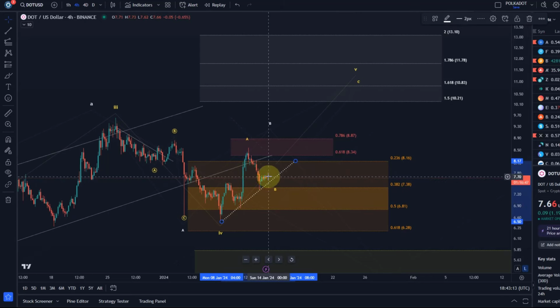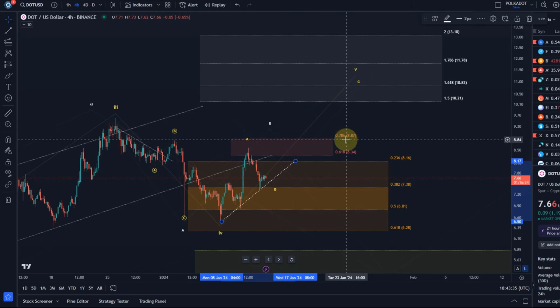So far, we are forming higher highs and higher lows, and the trend line here is holding. So pay attention to the trend line. This resistance area logically needs to break in order for the fifth wave to unfold further towards the specified target area, which means ideally this trend line holds now and we see a reaction here to the upside very shortly, and we see a break above 8.87.